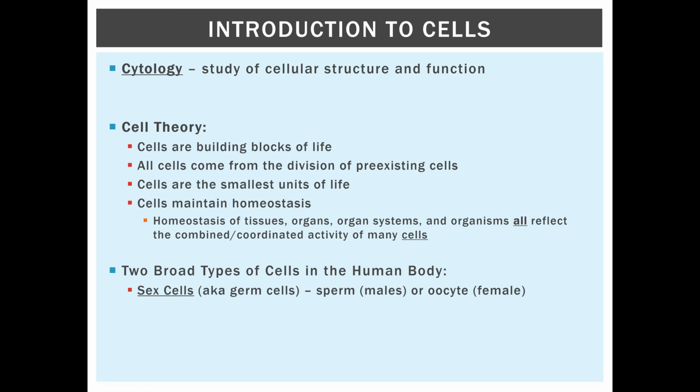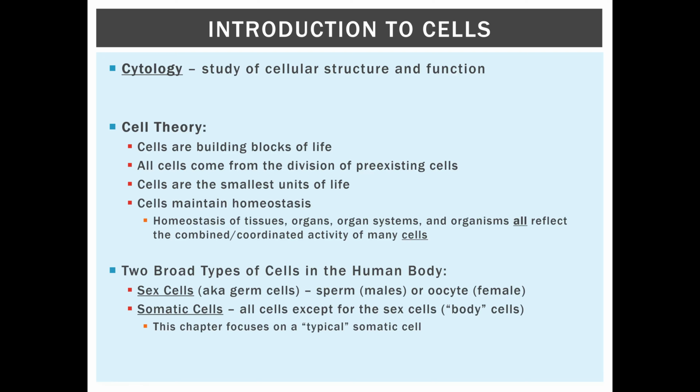So there are two broad types of cells in the human body. There are sex cells, also called germ cells or gametes. These are the sperm cells in males, or the oocytes or eggs in females. Sex cells are unique in that they only have half of the genetic material of the other cells in the body, so that one can come from the man, one can come from the woman, and when they unite, they create a new organism with the full complement of DNA.